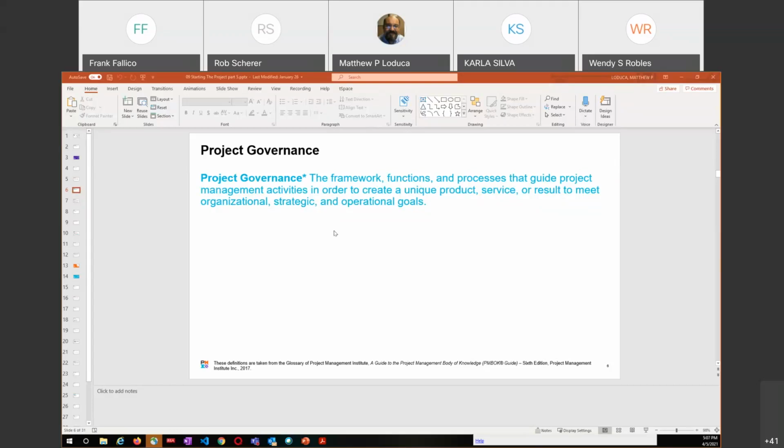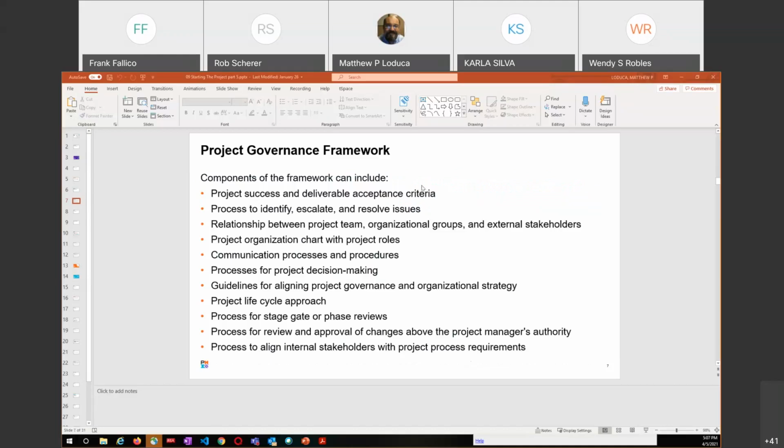I find that it's a little bit of a stretch here, but if you guys have any questions, feel free to jump in and ask them. So for the project governance framework, components of the framework include success and deliverable acceptance criteria. We also have that in our scope, right? When we put together our scope, we said, what's our acceptance criteria? How do we say this is done? And when we verify scope, this is the criteria we're going to use to accept it. So the framework is not really telling us anything different that we already know. Again, this is kind of redundant for some of the stuff that we do.